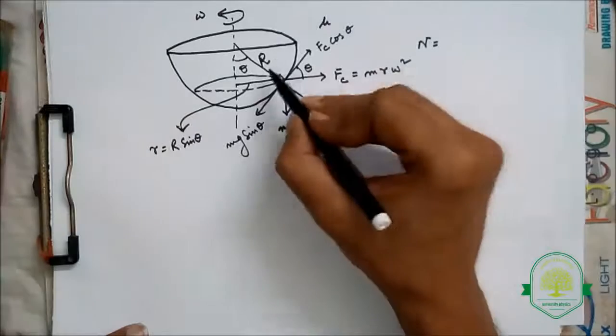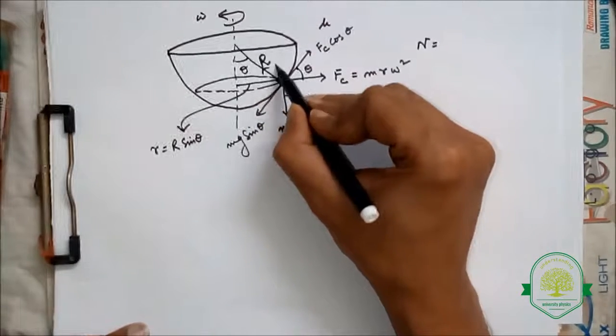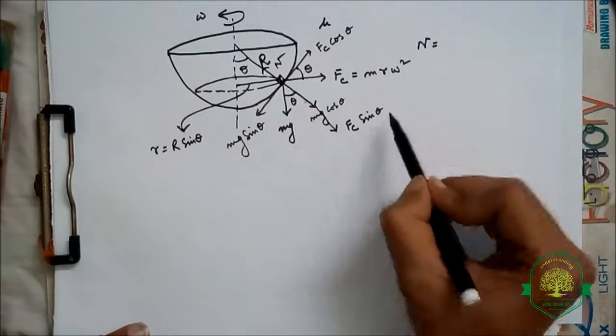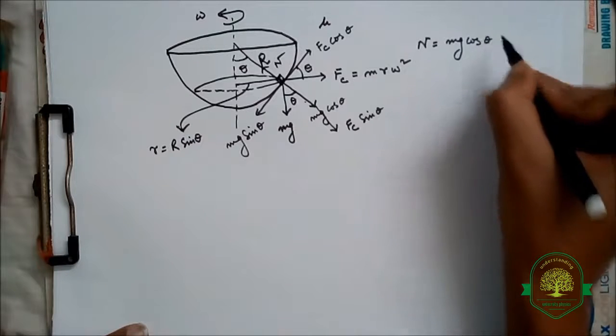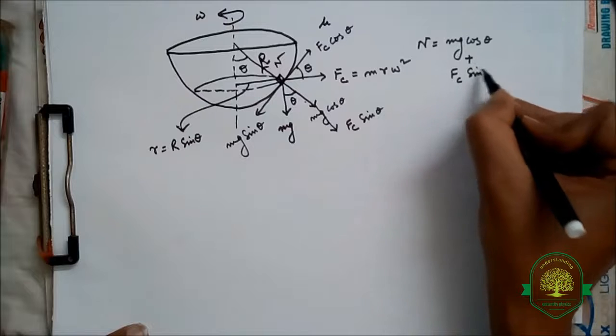We can easily see what the normal reaction is. Normal reaction is the force which acts normal to the surface of contact. So in this direction the normal reaction is acting. The normal reaction is the sum of this and this. So the normal reaction is just mg cos theta plus fc sin theta.